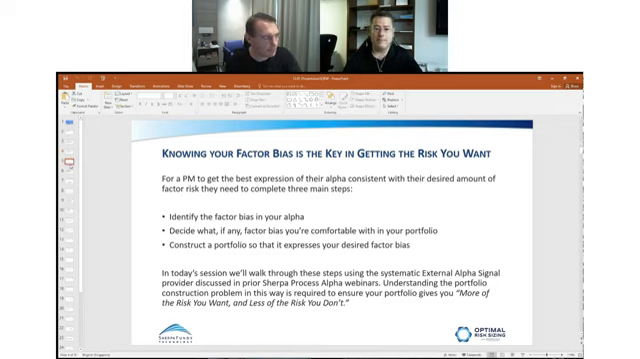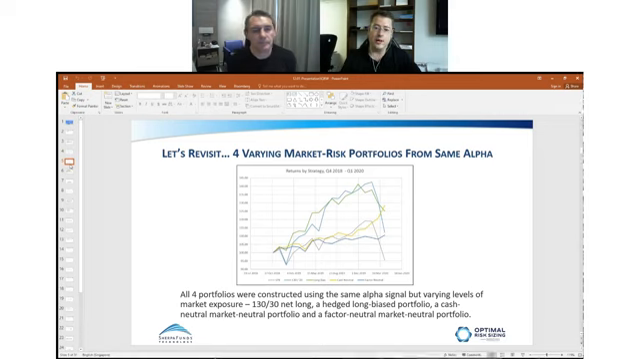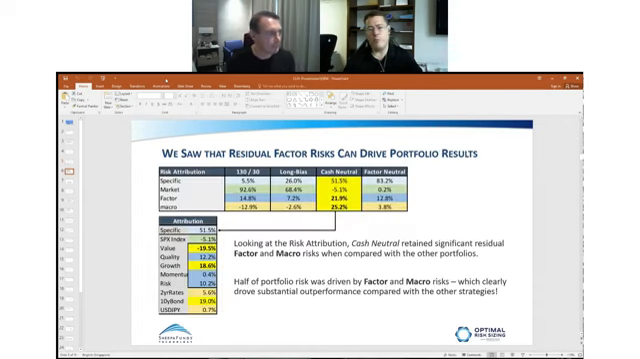Let's talk about something we've discussed before. This has come up in a couple of our recent webinars, and it tends to be something we talk about at the end on other topics. A few sessions ago, in the spirit of taking more of the risk you want, we talked about how you could construct different portfolios from the same alpha signal, varying the amount of market risk or market exposure you're taking. We have four varying portfolios: a 130-30 net long, a hedged long-biased, a cash neutral market neutral portfolio, and then a fully factor neutralized market neutral portfolio. You can see from the graph that these produced very different results. We looked at that at a top level at the end of that session, and we saw that the cash neutral portfolio had a dramatically different risk and return profile than the factor neutral portfolio.